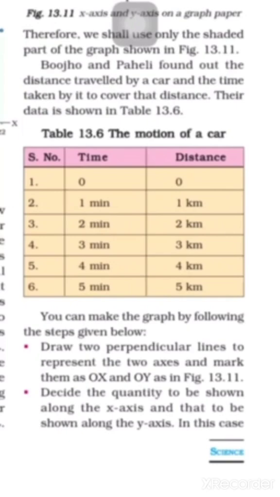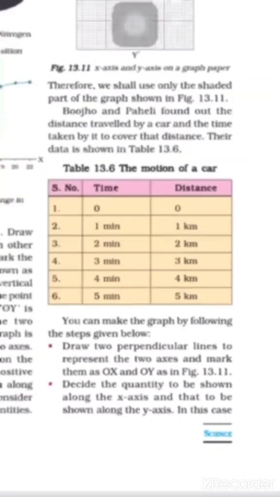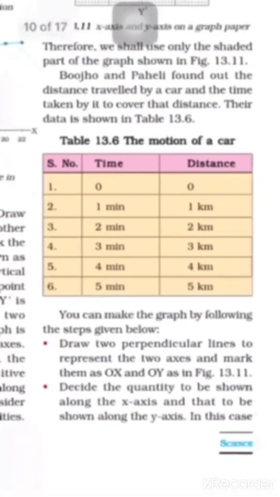Take a sheet of graph paper and draw two lines perpendicular to each other. Mark the horizontal line X or X dash and the vertical line Y or Y dash, and the origin is O. Now put the time and distance.